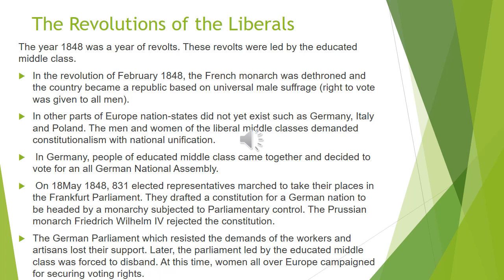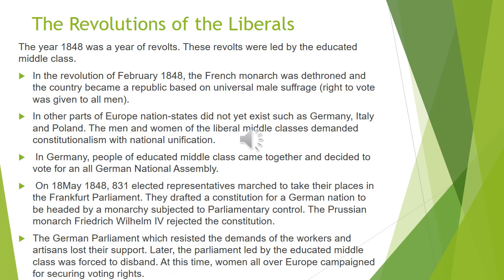So in Germany, the middle classes formed a parliament. They met at Frankfurt, and 831 delegates were elected. And this was on 18th May 1848. And these elected representatives then drafted a constitution for the German nation. According to this constitution, the government was to be headed by a monarch, but his powers were to be controlled by parliament. The Prussian king, that is Frederick William IV, however, did not like the idea and he rejected the constitution.